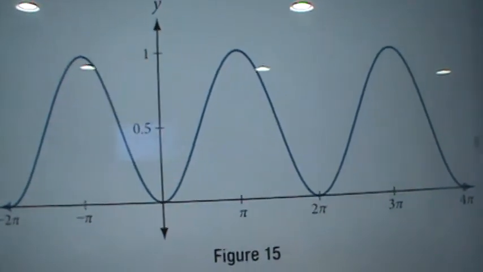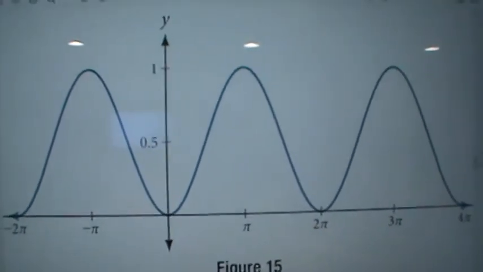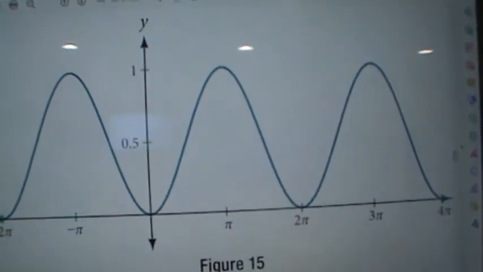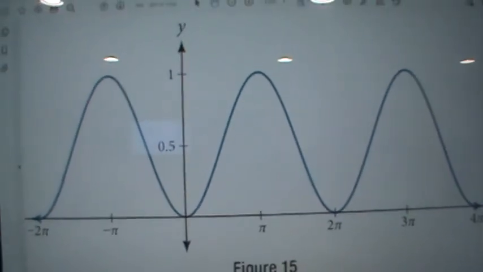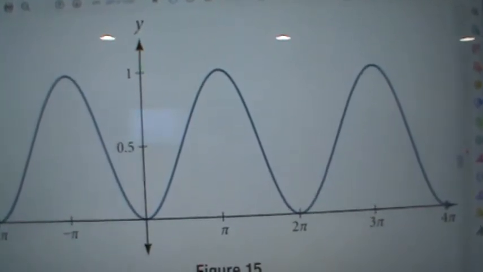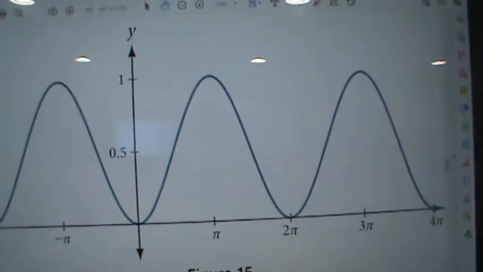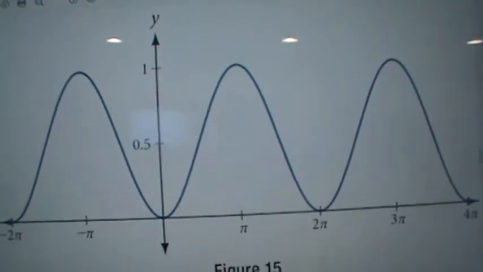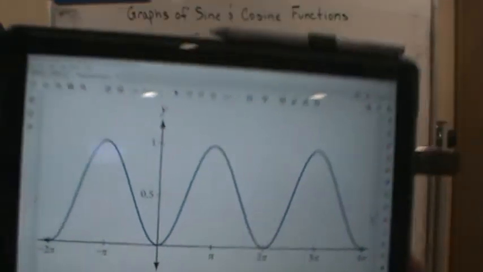Okay, so if we look at this graph, right? This is a graph of a sinusoidal function, and you can see that it goes from negative 2 pi all the way to 4 pi. And so we want to use this graph to determine what the function looks like. So we want to use the graph of the sinusoidal function to write the function. Okay, so let's do that.